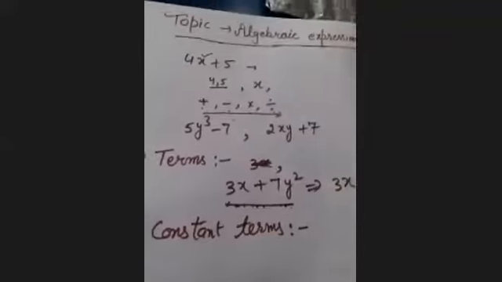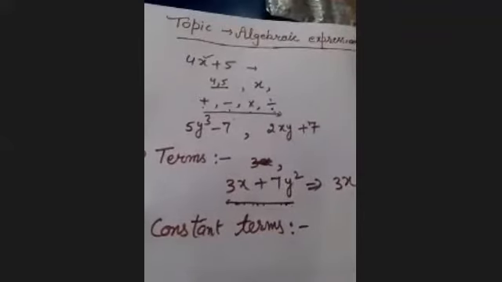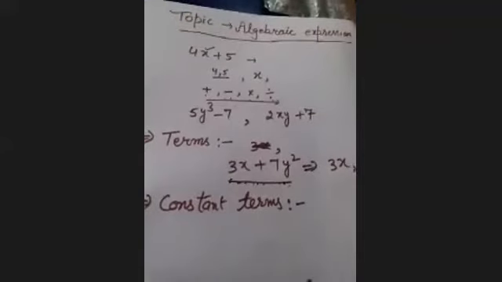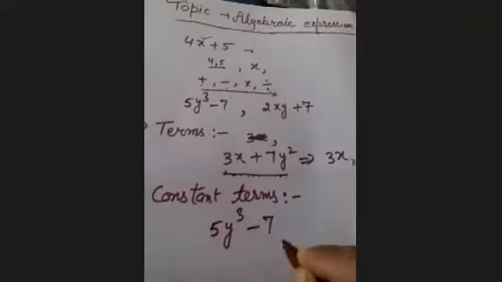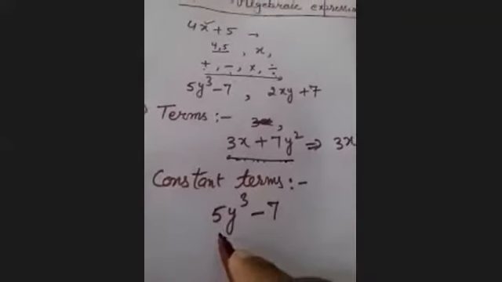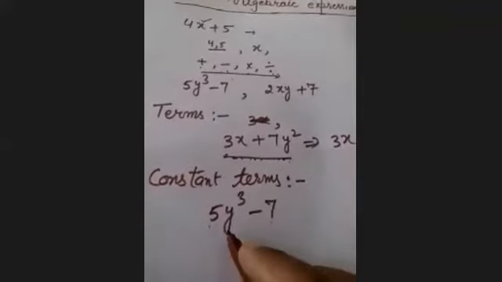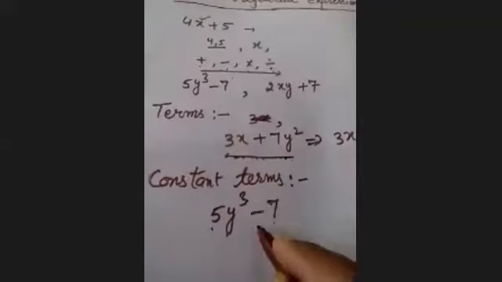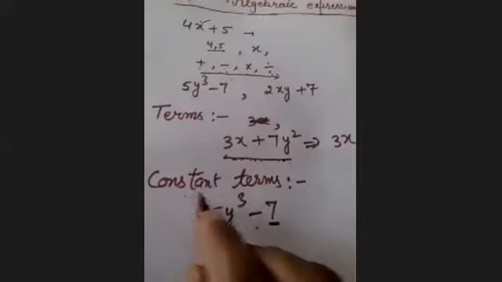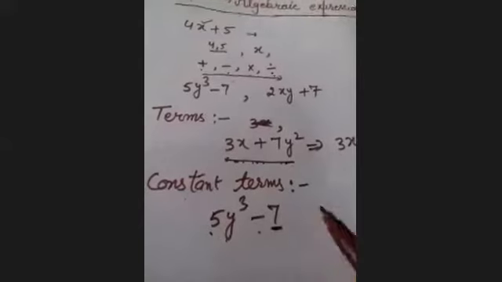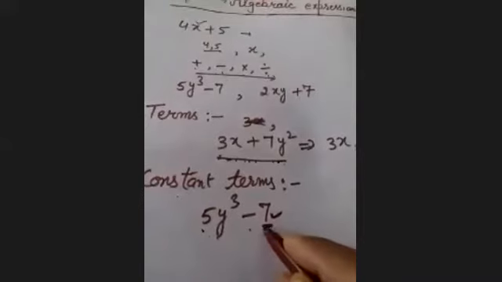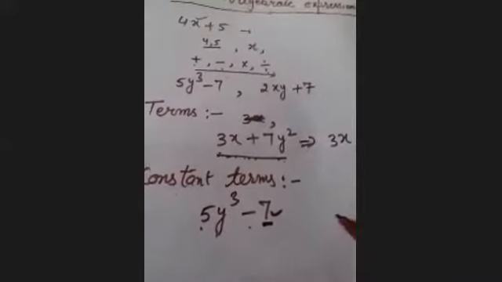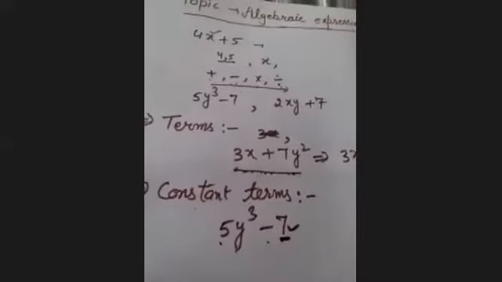What are constant terms? A term of an algebraic expression having no variable is called a constant term. For example, we have the expression 5y cube minus 7. In this expression, we have two terms. First is 5y cube, second is 7. So constant terms are those terms which have no variable. Our second term 7 has no variable, so minus 7 is a constant term.